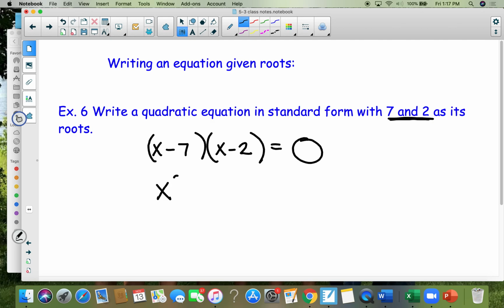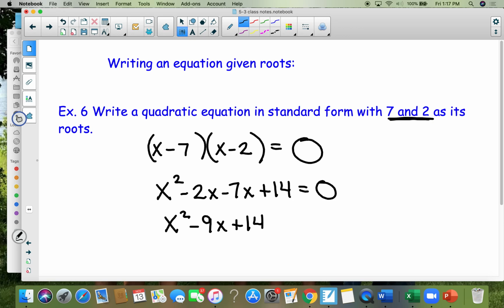So you're going to get x squared minus 2x minus 7x plus 14 equals 0, or x squared minus 9x plus 14 equals 0. If one of these would have been a negative, then the sign would have been a positive.